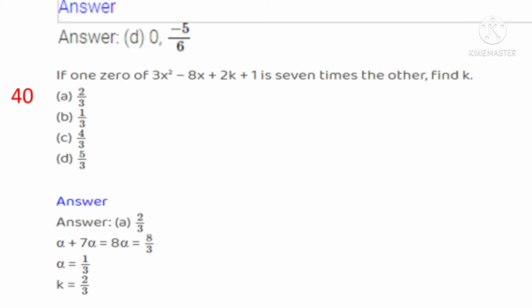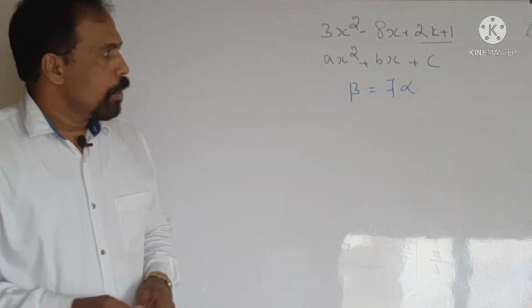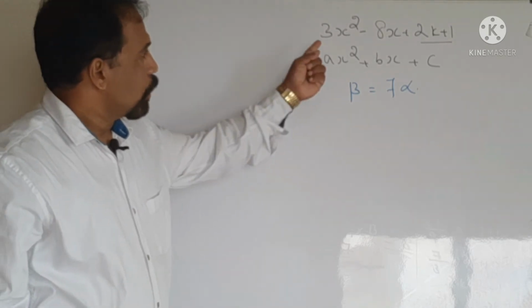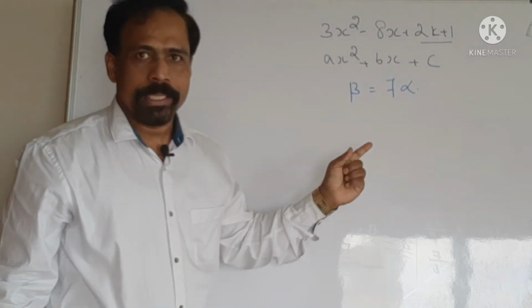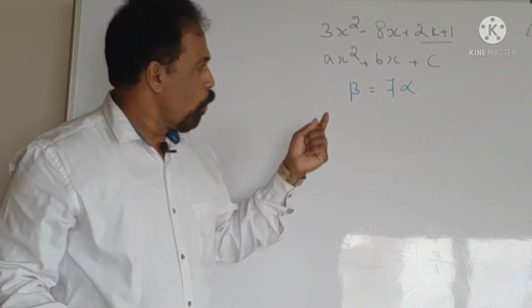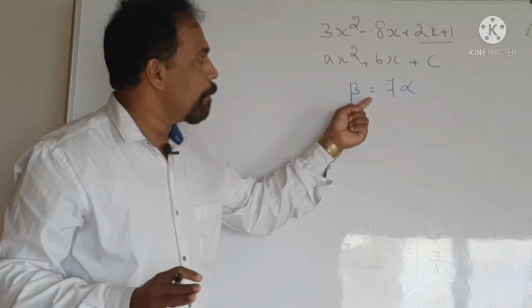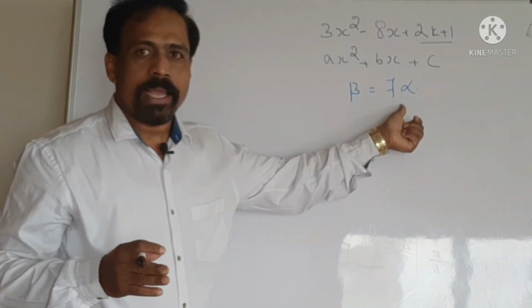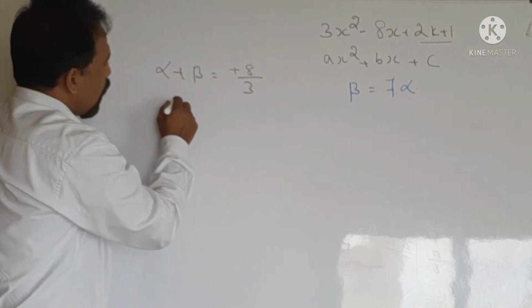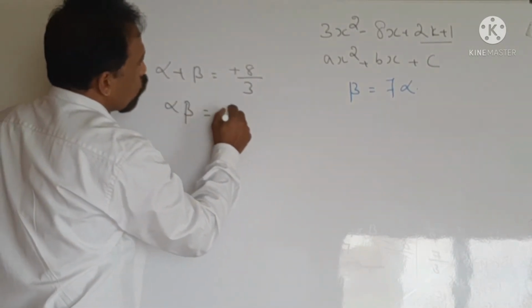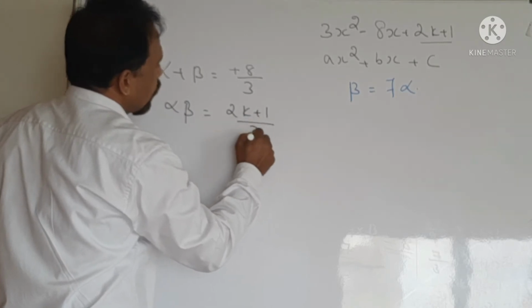Let us do question number 40. If one zero of 3x squared minus 8x plus 2k plus 1 is 7 times the other, find k. Now in this question, 3x squared minus 8x plus 2k plus 1. So it is in the form ax squared plus bx plus c. So what is given to us? One root, let beta be 7 times the other, 7 alpha. So alpha plus beta will be 8 by 3 and alpha into beta is 2k plus 1 divided by 3.